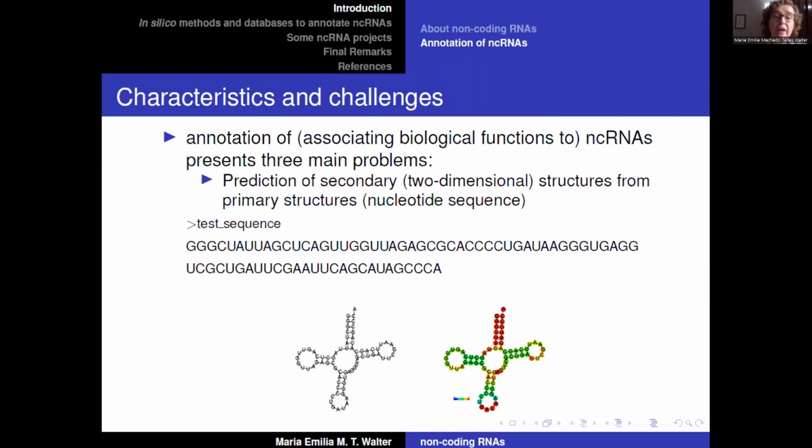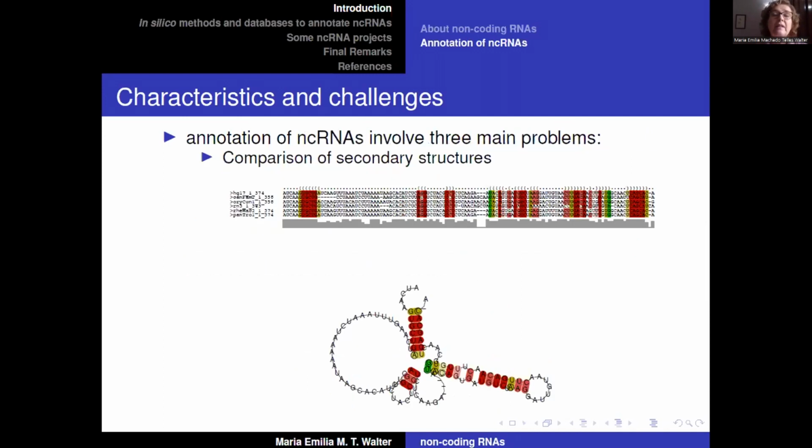On the left, you have the base pairing and other structures in this small non-coding RNA, and on the right you also have, from in silico methods, the probability that these shapes are correct. So when you have red, you have a high probability that this is correct. Next, please. The second challenge is to compare secondary structures, and there are algorithms that allow you to do this.